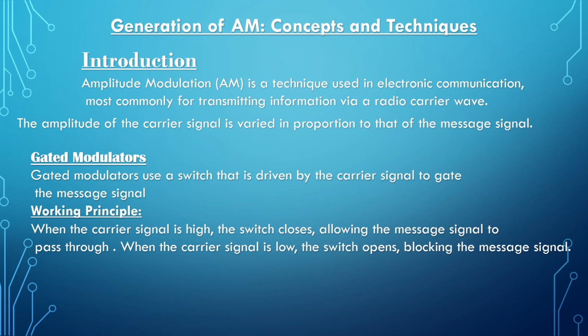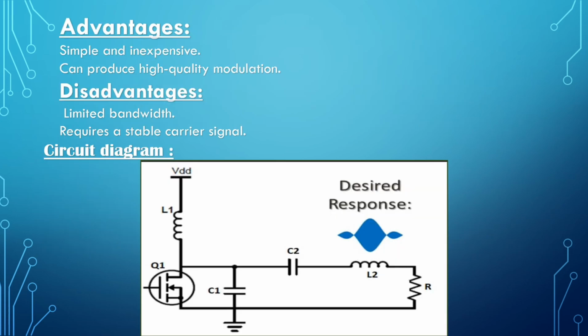Gated modulators use a switch that is driven by the carrier signal to get the message signal. Let's talk about the working principle of gated modulators. When the carrier signal is high, the switch closes, allowing the message signal to pass through. When the carrier signal is low, the switch opens, blocking the message signal. Here we conclude that the amplitude of the carrier signal is varied in proportion.